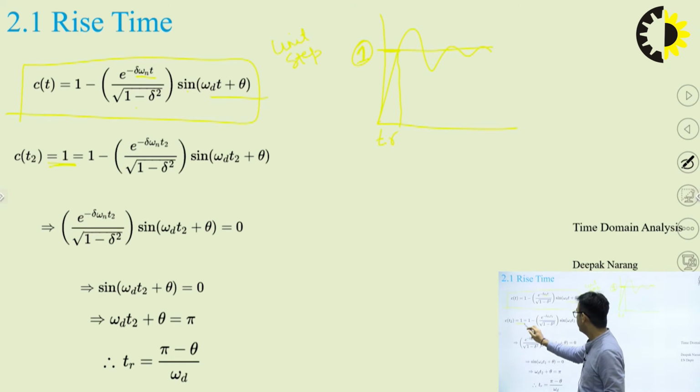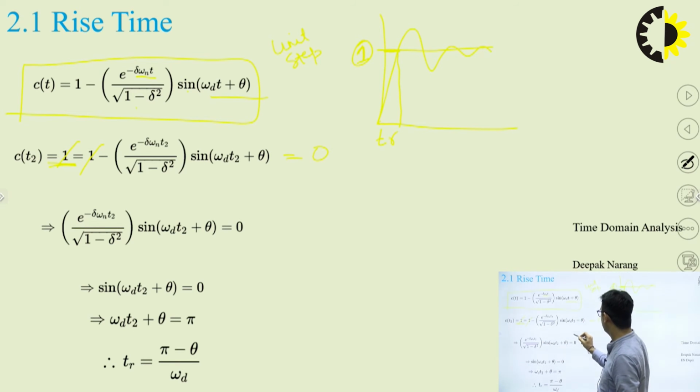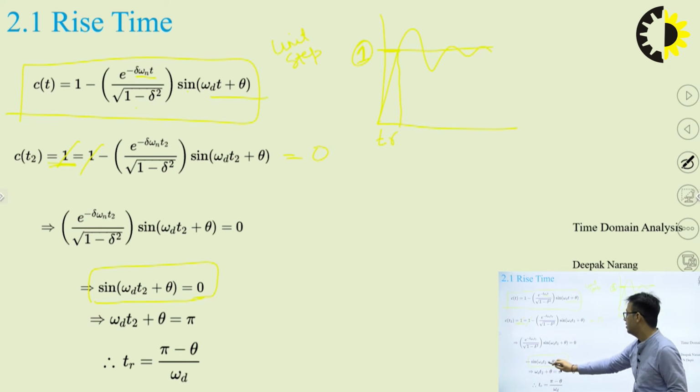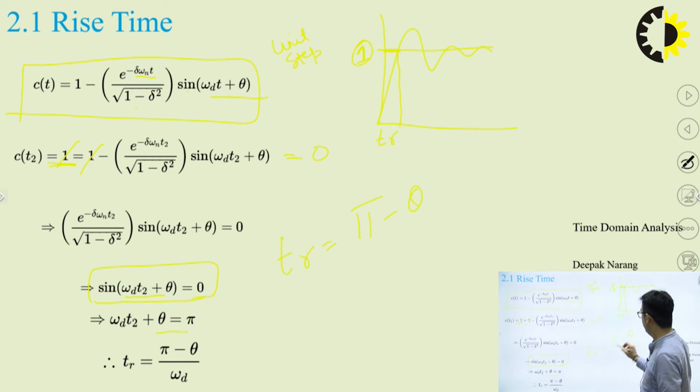So 1 is cancelled out and this becomes equal to 0. We are left with sine of omega d t equal to sine of theta hmm, so we can say this angle part is equal to pi, and we get our rise time equal to pi minus theta upon omega d. Okay, so this is the value of rise time.